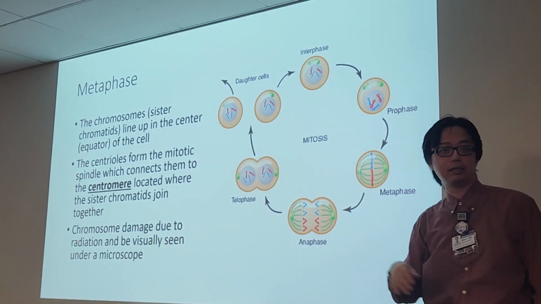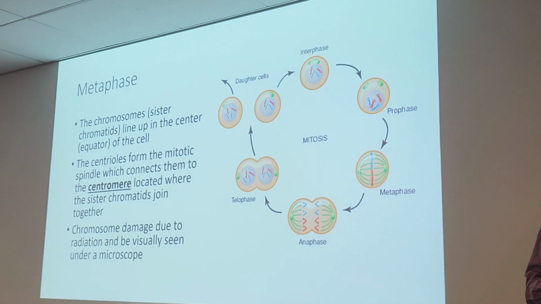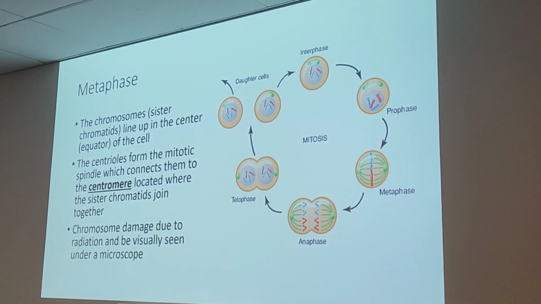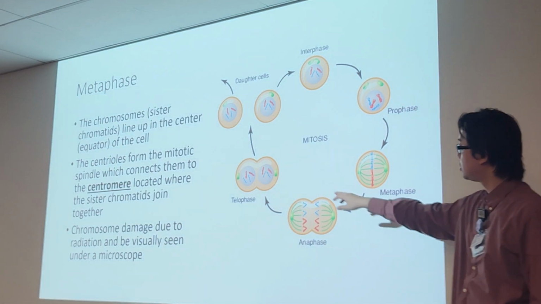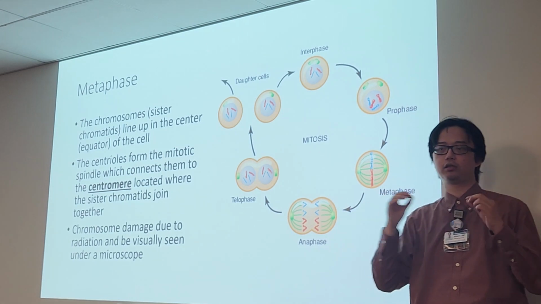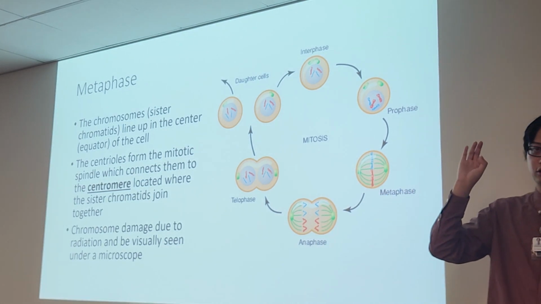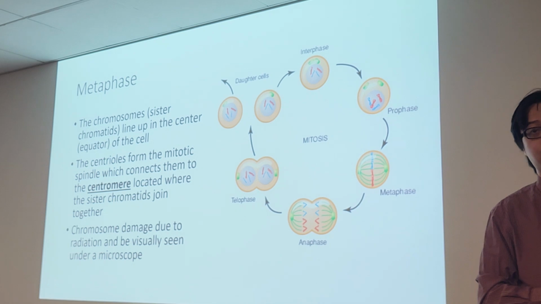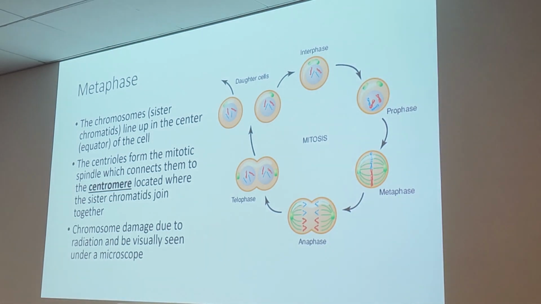These wires attach to the center of the chromosome. Earlier, we said that the center of that chromosome, the place where the X crosses, is called the centromere. So those spindles attach to the centromere, that center crossing point of the sister chromatids.